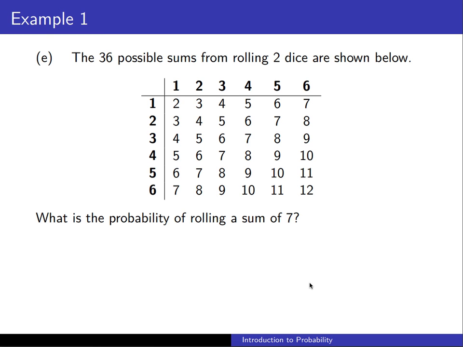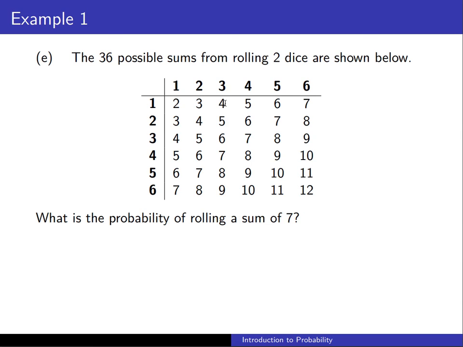All right, part E, we have the 36 possible sums from rolling 2 dice. So if we're playing a game that requires 2 dice, like a lot of board games do, we have 36 possible sums that we can get. But notice a lot of these sums are repeated. So for instance, we have a total of 3 different ways to roll a 4. We could roll a 3 and a 1, we could roll a 2 and a 2, or we could roll a 1 and a 3 to get a 4.